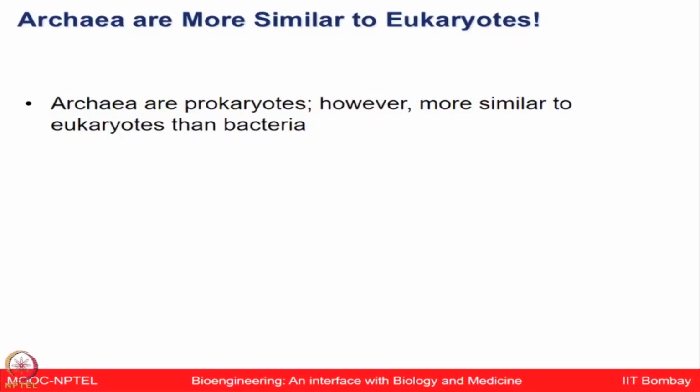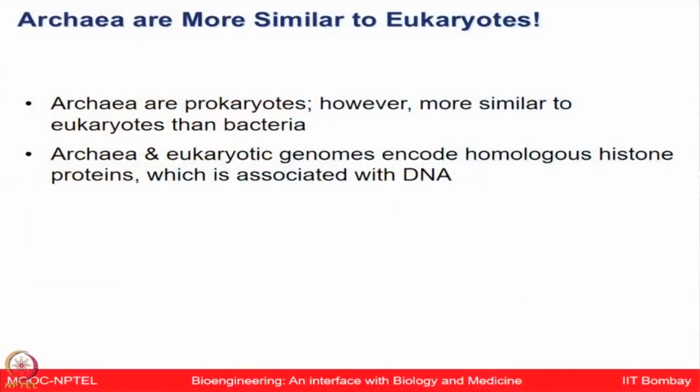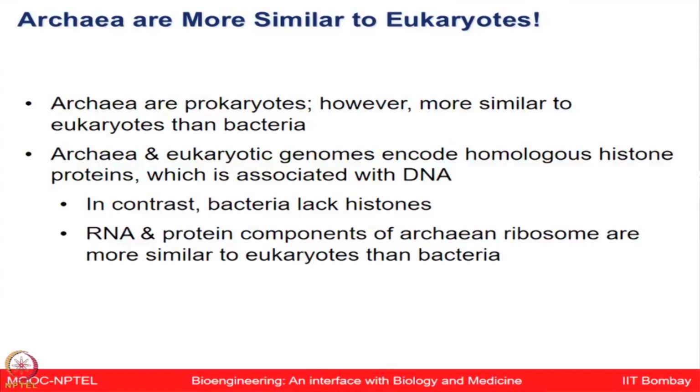So, if you look at the biochemical behavior of archaea, they are probably more similar to eukaryotes, although they have similarity to the prokaryotes as well, but more similarity to eukaryotes than to bacteria. Both archaea and eukaryotes encode homologous histone proteins which associate with DNA, which is not the case for prokaryotes, because bacteria lack histones. Even the RNA and protein components of archaeal ribosomes are much more similar to the eukaryotes as compared to the bacteria. Now, this again summarizes the tree of life which we have been discussing.